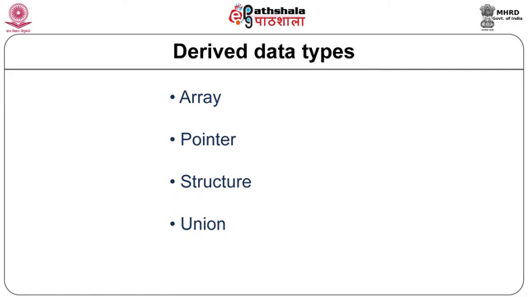The next data type is the derived data type. In derived data types, we can see arrays, pointers, structures and unions. Arrays, pointers, structures and unions are called derived data types in C language. An array consists of similar kind of data, whereas a pointer consists of an address. A structure consists of various types of data, whether it is integer, character, float and so on. A union consists of a mixing of all these data types under one roof.